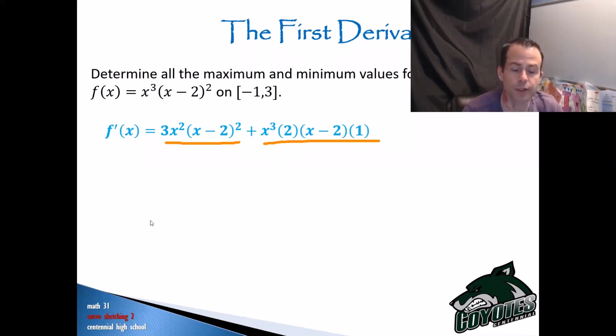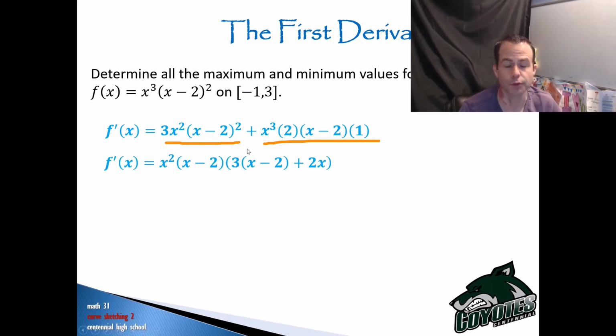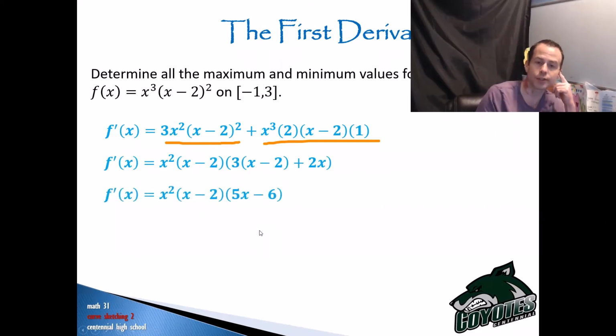Okay, so when I go and do that factoring, I took out the x squared and the (x minus 2). So on the first term, I'm left with just the 3 and one more (x minus 2). And from the second term, I'm just left with 2 and x. Okay, so now I want to clean this up a bit. 3x minus 6 plus 2x, and then that'll be 5x minus 6. Okay, so the derivative of f is x squared times (x minus 2) times (5x minus 6), okay?